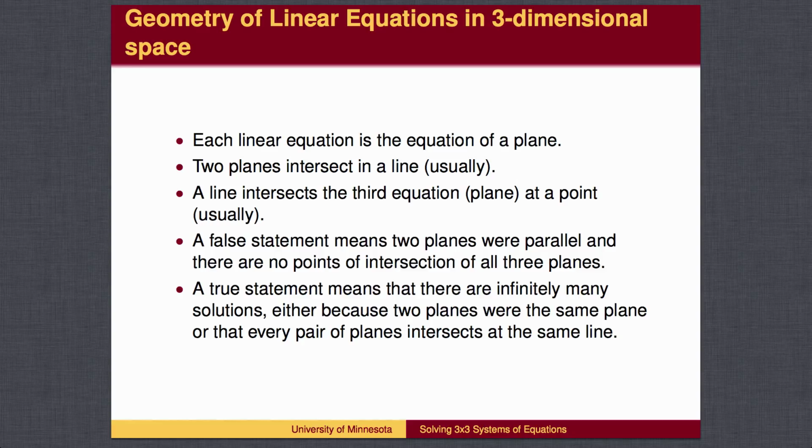Let's discuss the geometry briefly. The point is a point in 3-dimensional space. Each equation is the equation of a plane. When 2 equations are combined, we are finding the intersection of 2 planes, which is a line. When we intersect the line with a third plane, the intersection is a point, usually.